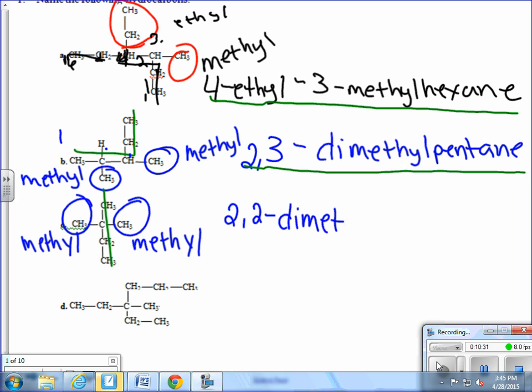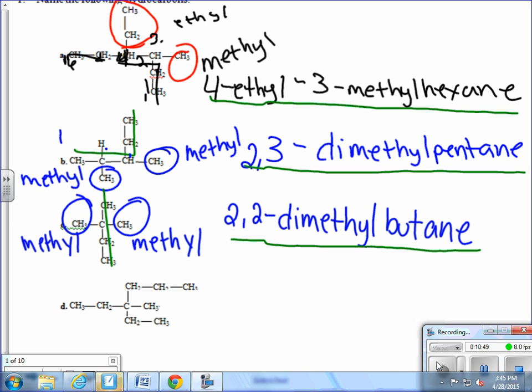dimethyl. Looking at our parent chain, there are 4 carbon in a row. Prefix for 4 is but. So single bonds, A-N-E, butane. So our answer here is 2,2-dimethylbutane.